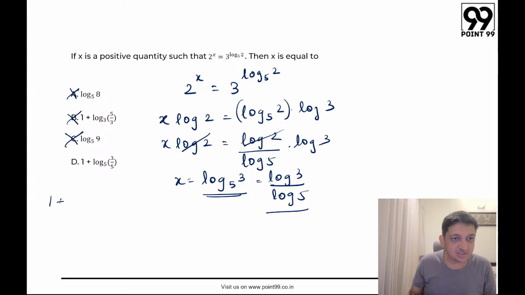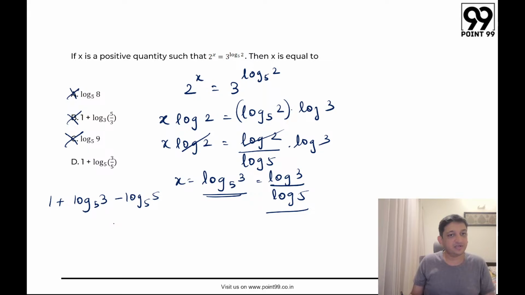So let's try to see what this looks like. 1 plus log 3 to the base 5 minus log 5 to the base 5. Because whenever you have this kind of a thing, you will basically be having it in this form. So agar log a minus log b hai, that is nothing but log of a divided by b. So log of 3 to the base 5 minus log of 5 to the base 5. Now if you just simplify this term, log of 5 to the base 5, again the question, 5 raised to what gives me 5? 1 hi hai na?